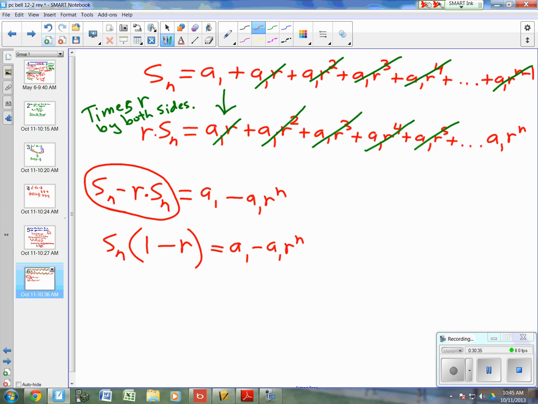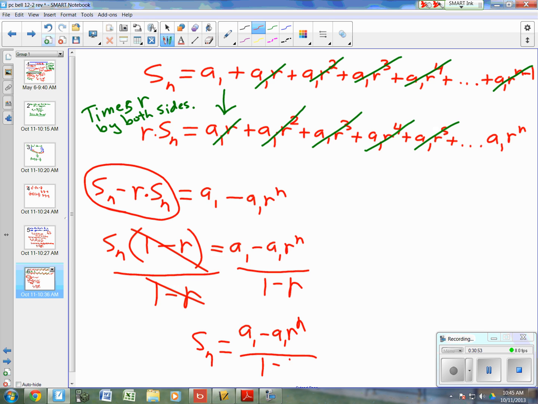And then I want to get S sub n by itself, right? So what do I do to both sides of this equation? Divide by 1 minus r. Those cancel out, and I get S sub n equals a sub 1 minus a sub 1 r to the n over 1 minus r. That right there, you guys, is the formula we want, isn't it?